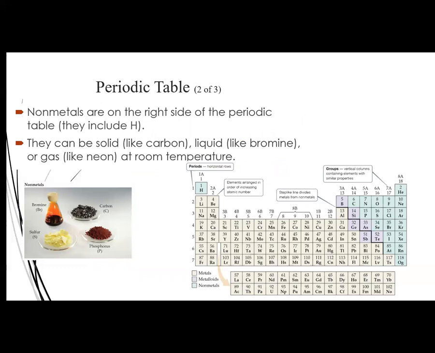Nonmetals, on the other hand, they take up the right side of the periodic table, and they can take on all different types. So we have solids, we also have liquids, we also have gases. Now, bromine is an example of a liquid that we can find. Bromine is sometimes classified as a gas because it actually has a very low boiling point. And so that's why sometimes people get it labeled as a gas instead of a liquid. But nonmetals can come in all three states. Right? We do have some solids in there, but we also have one liquid and we also have some gas.